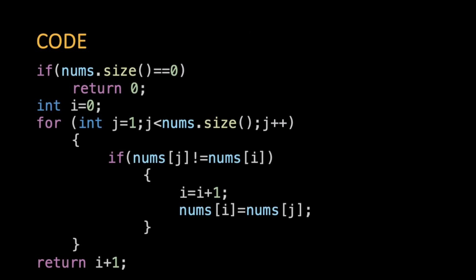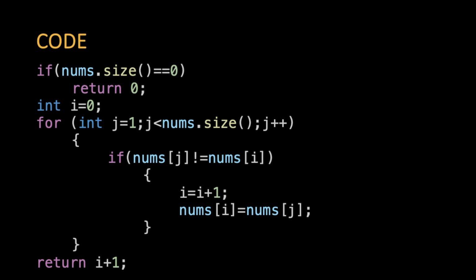Now let's look at the code part of this thing. So first thing is we are having an if condition, and we are checking if the size of the array equals 0. If it equals 0, then we will simply return 0. Else we will initialize the pointer I with 0 and j with 1. And we will iterate till the size of the nums, that is the total number of elements in that array.